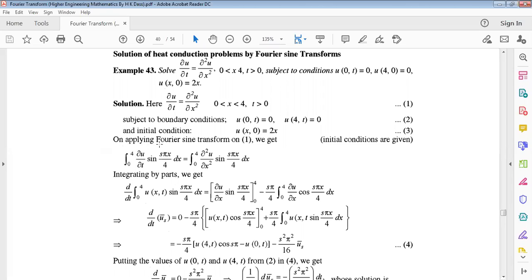On applying Fourier sine transform, we take the sine transform on both sides, like the before example. Same example we are solving. Now the integration limit will be 0 to 4: integral from 0 to 4 of del u del t times sine of s pi x divided by 4 dx.